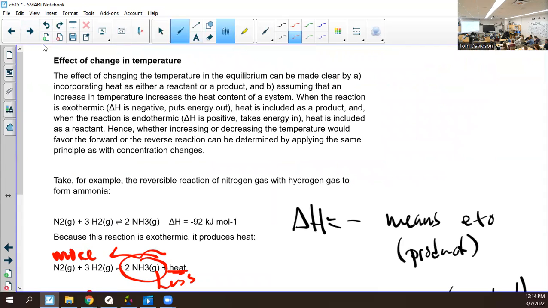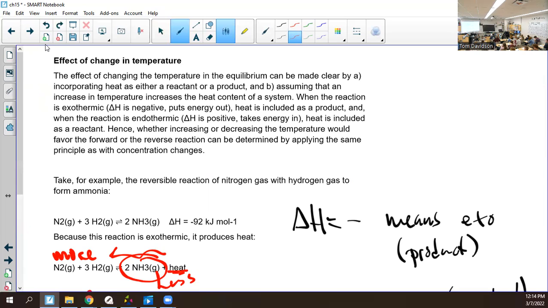All right, the effect of a change in temperature. Now this is a lot of words, but just stick with me. The effect of a change in temperature on the equilibrium can be made clear by incorporating heat as either a product or a reactant. So we're going to write the reaction and put heat either on the left, which means it's endothermic, or the right, which means it's exothermic.